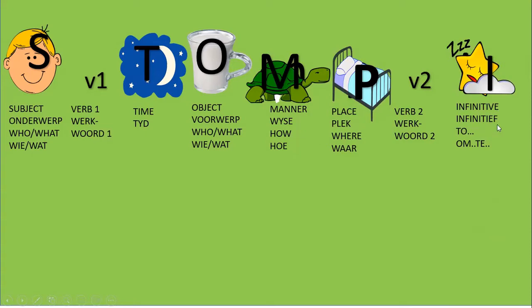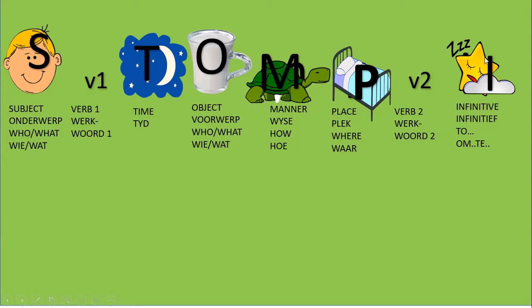Infinitive, die infinitief, dis toe, he does this to fall asleep. Hy doen dit om te slaap. He wants to sleep, to see the story, it's sleep time. So will you remember the S? S is for Stompi, a person. The T is for the time. Remember this picture in your mind. The T, the O, you remember the glass of milk or the mug with the milk. M, manner, the tortoise. P, the place, place is the bed or the bedroom.